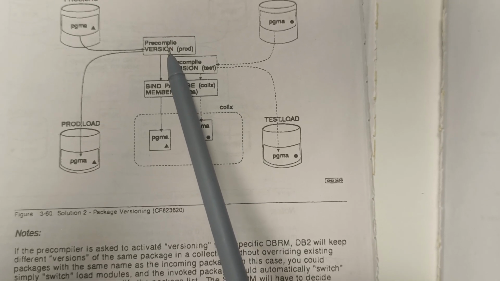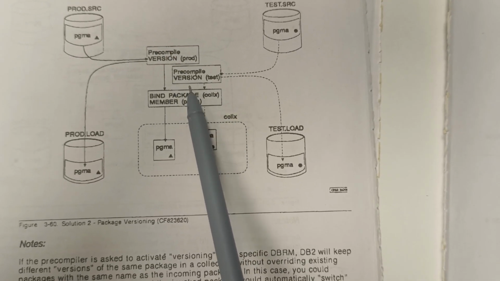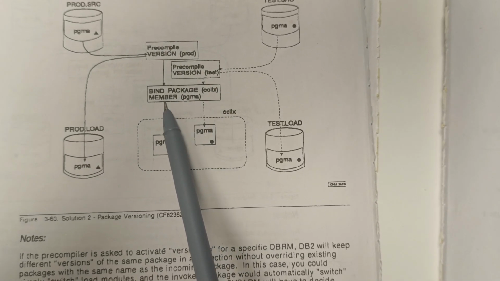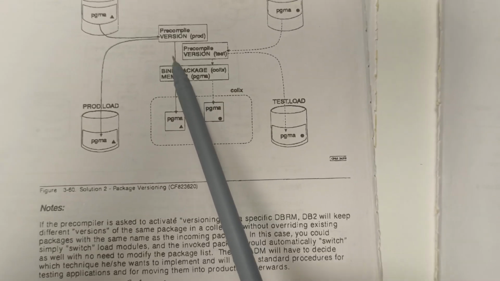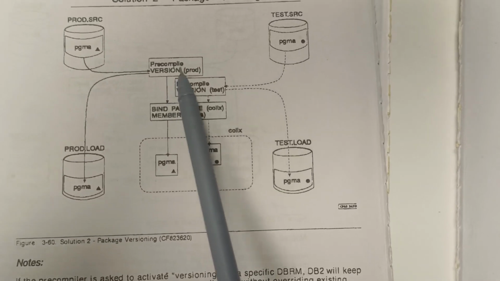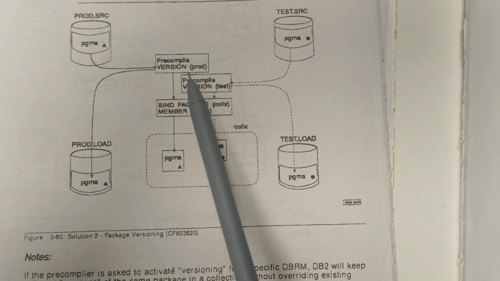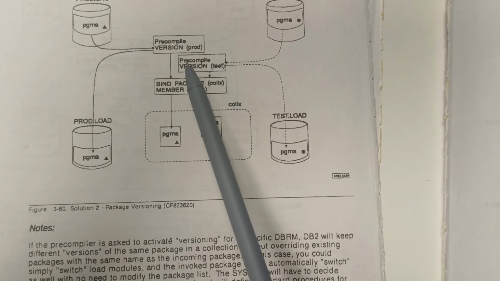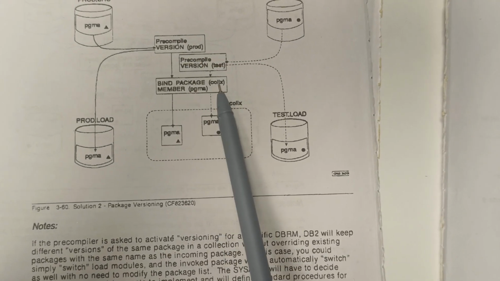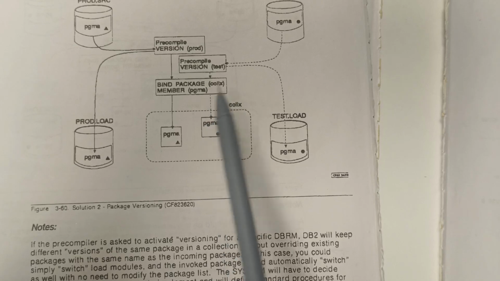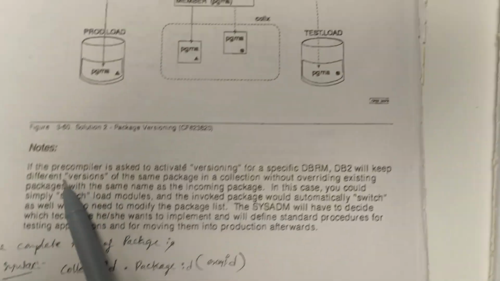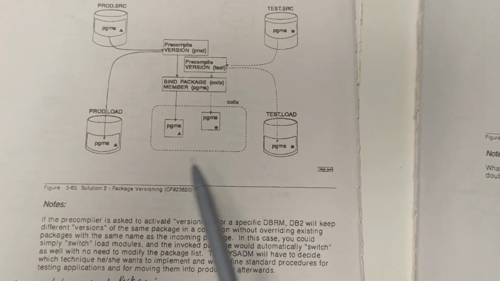While using the pre-compilation, we have to specify which region version you are going to bind the package for. In the pre-compilation option only, we have to mention the version name. Then we do bind package with the collection name and the member name. At that time it will pick, and you can see both the versions.